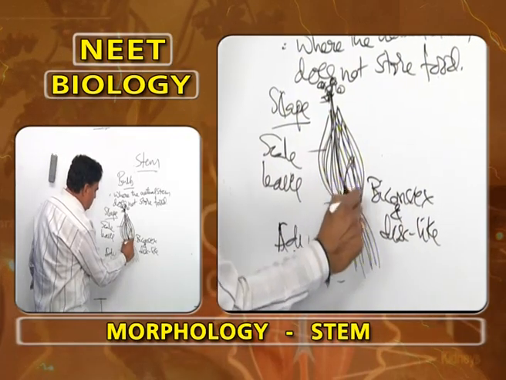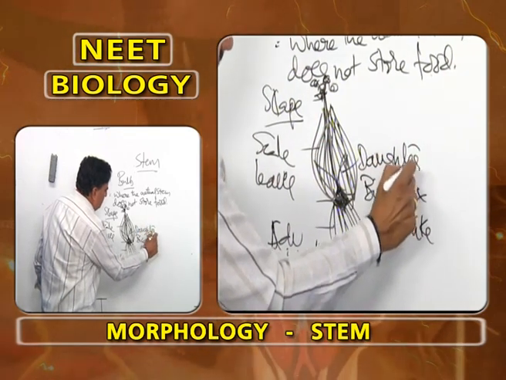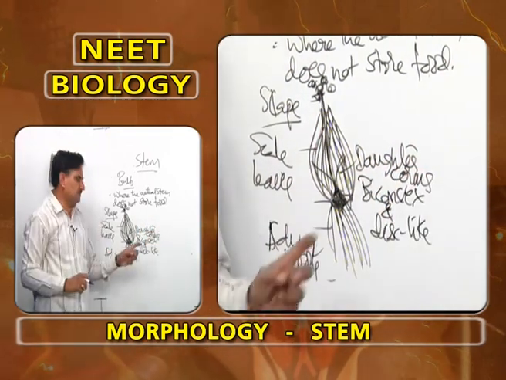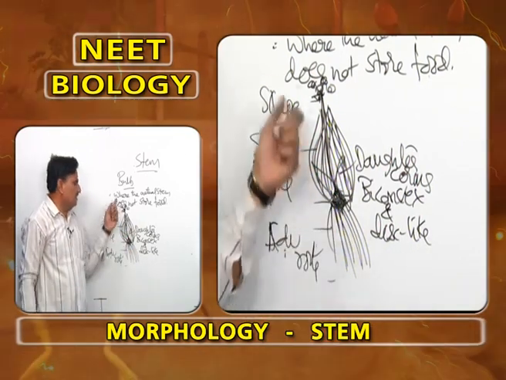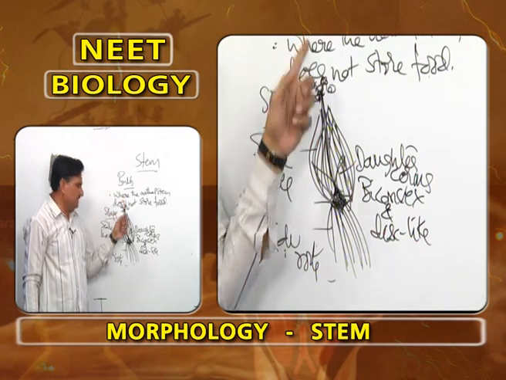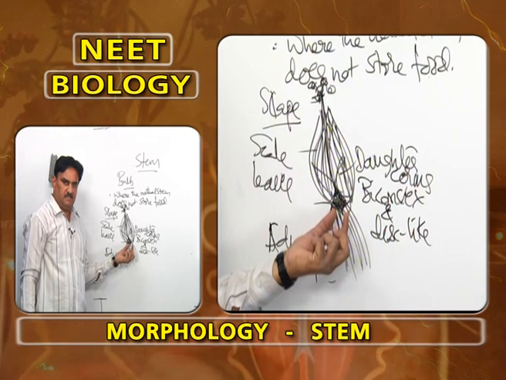The axillary buds produce daughter bulbs that help in vegetative propagation. So, bulb is an underground stem modification where the actual stem does not store food material. The stem is very much condensed, biconvex, disc-like.